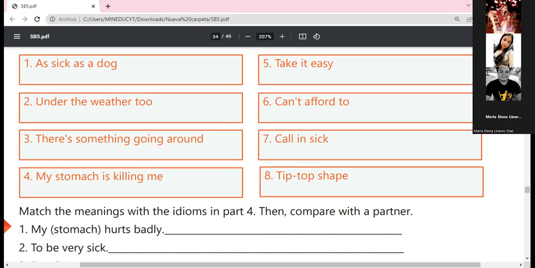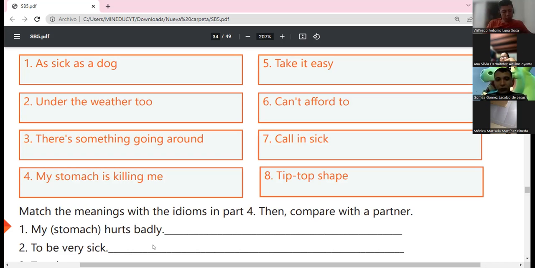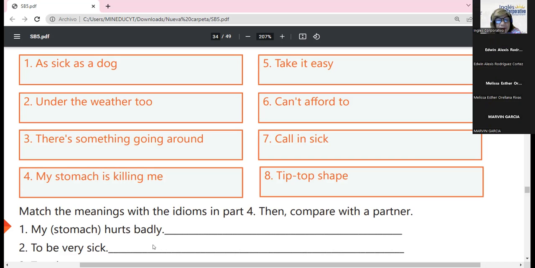Which is your occupation in the present? Marvin, which is your occupation? What is your occupation? Well, maybe he doesn't want to say it. Or he is ashamed. He's a little shy. Marvin shy.